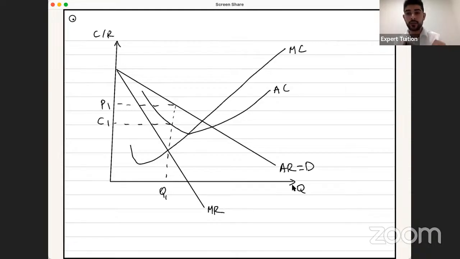Now, I do not advise you guys to shade in the supernormal profit area in the exam unless it's a static diagram, meaning that it's not shifting. If it's shifting, which is going to be a case here, do it in terms of letters. So we're going to go A over here and B over there. So our initial supernormal profits are P1, A, B, C1.